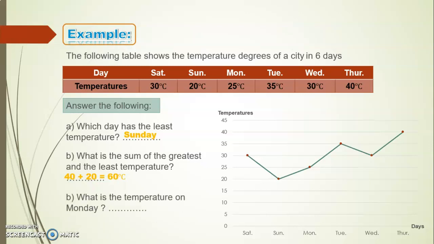What is the temperature on Monday? From the table, Monday is 25, and from the graph, Monday is 25 degrees centigrade.